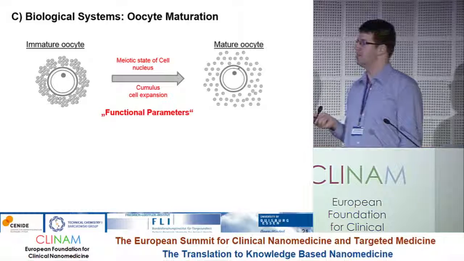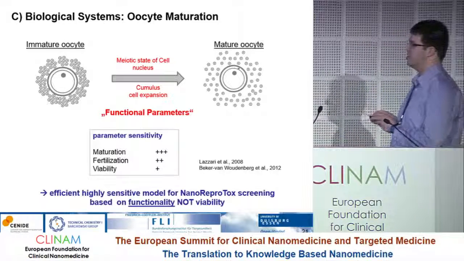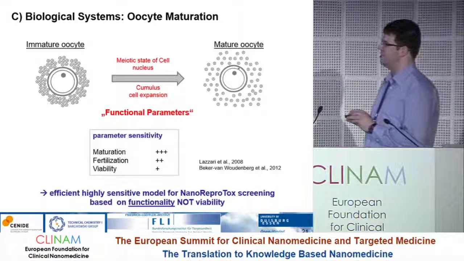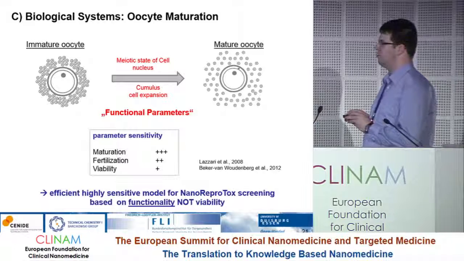So what we studied here was the functional parameter, not the cell viability. Oocyte maturation is known to be the most sensitive parameter in this context. So we actually have an efficient, highly sensitive model for reprotoxicology screening based on functionality and not viability.